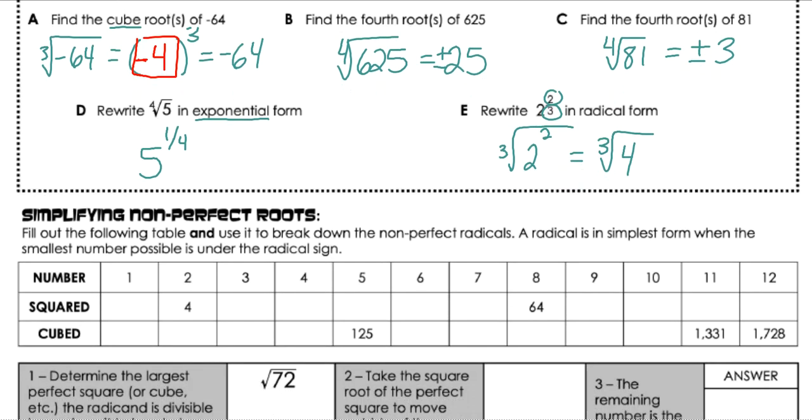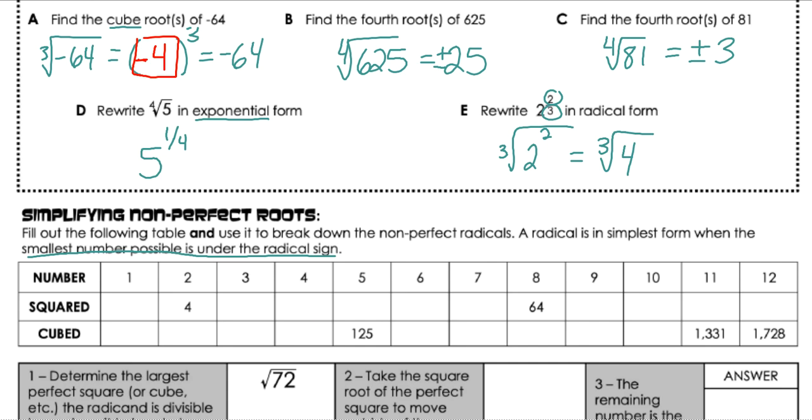All right, let's look at some roots to kind of help us here. So we're going to fill out this table, and we're going to use it to help us break down some radicals. So if we have something that's not a perfect root, where it's just not a nice number, we can sometimes simplify it when we have the smallest possible number left under the radical sign. So let's go through these to kind of help us simplify some things here.